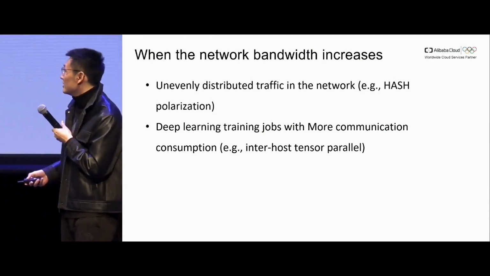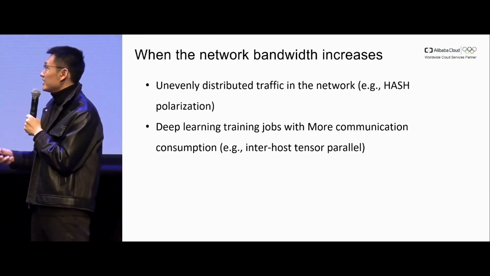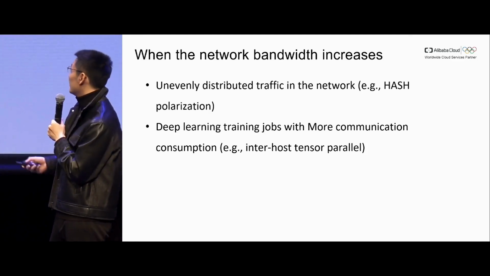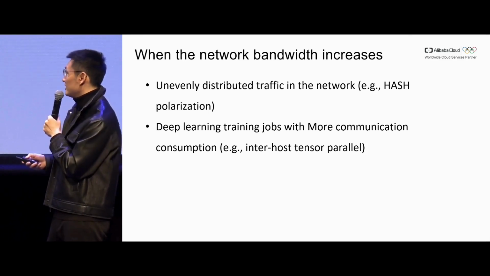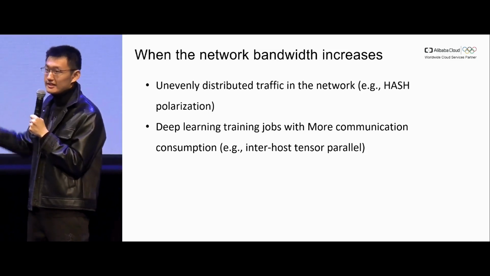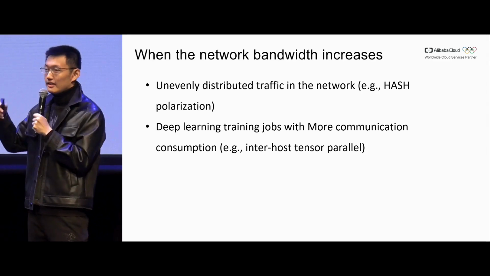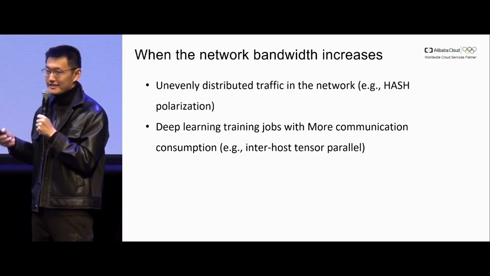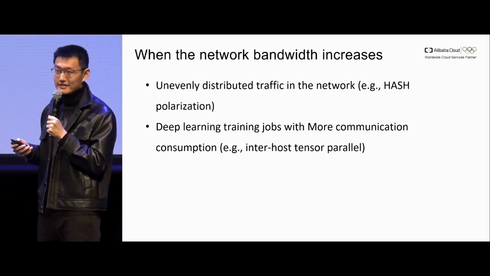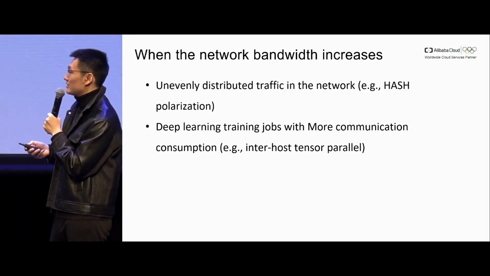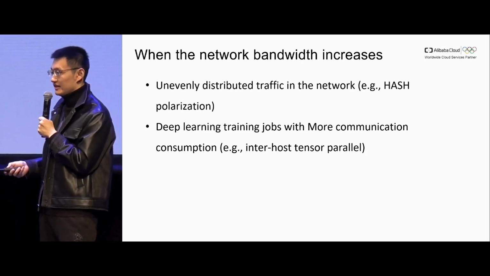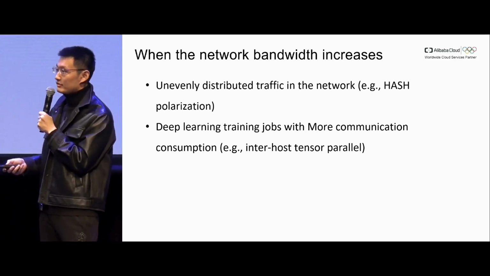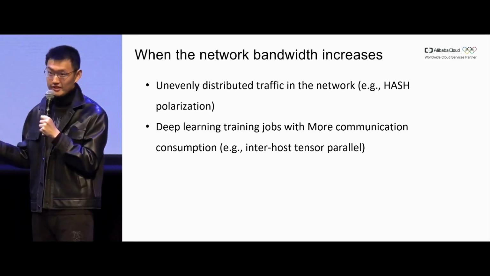On the other side, recently we have more deep learning training jobs with higher communication consumption. For example, we are focusing on some deep learning training with inter-host tensor parallelism. And this inter-host tensor parallelism is a very communication-intensive operation. So I think communication scheduling, including path selection and priority assignment, is still important, even if the network bandwidth increases in the future.